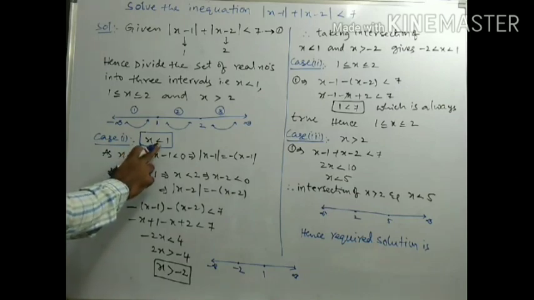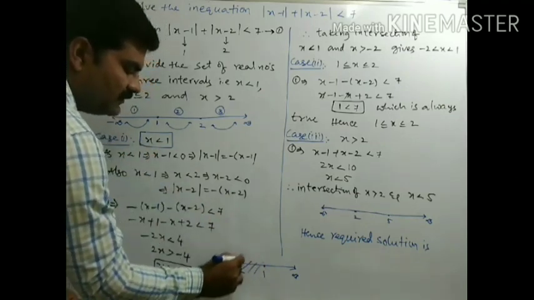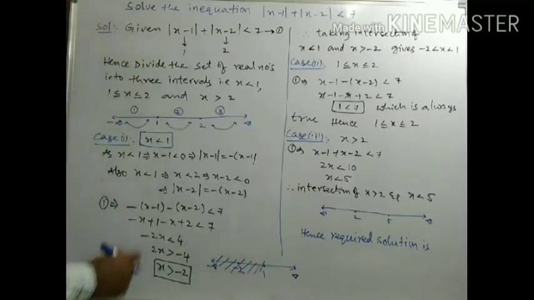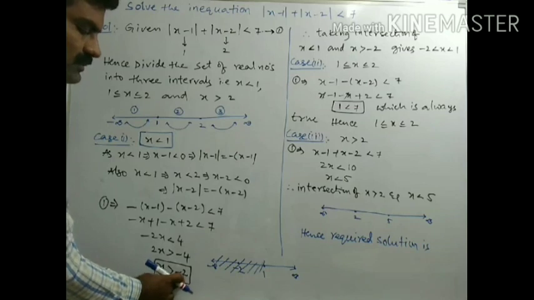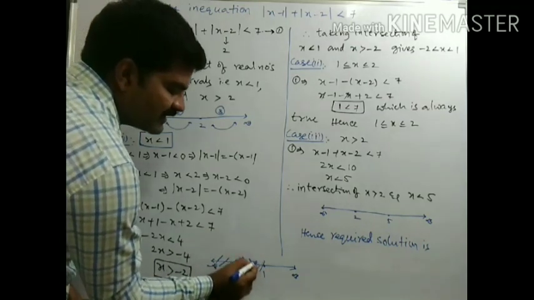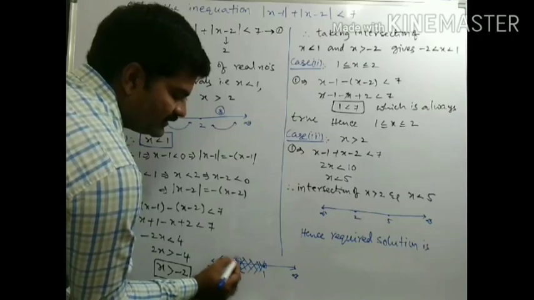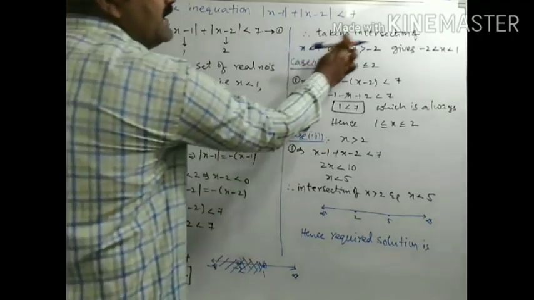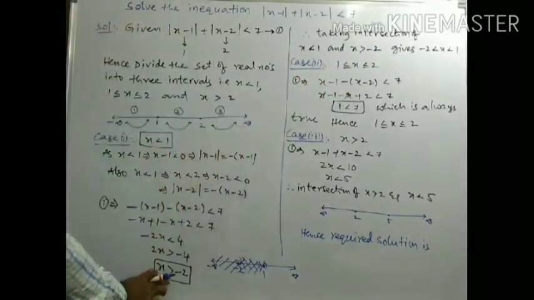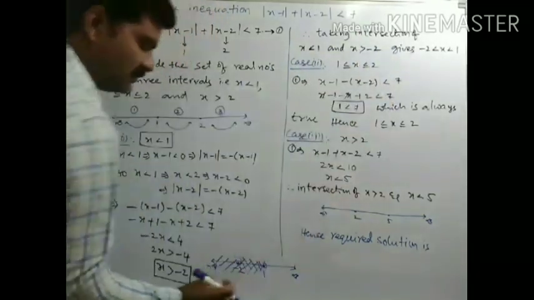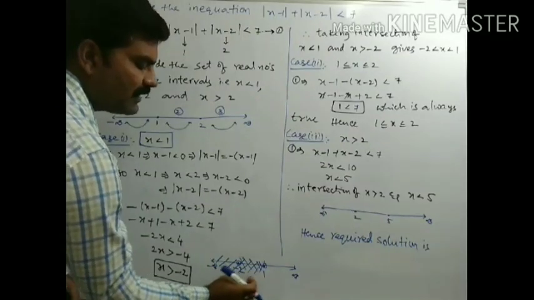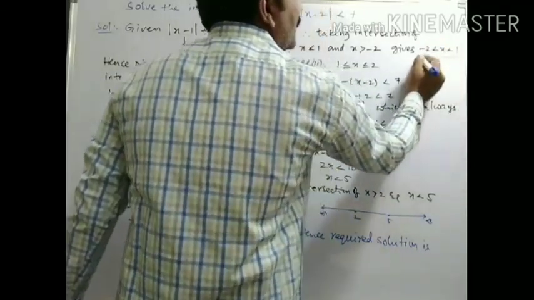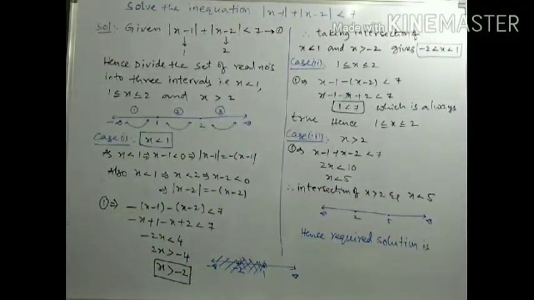Now coming to here, less than 1 indicates all the numbers which are less than 1. And moreover, greater than minus 2. So the numbers greater than minus 2 are these. Of course, these endpoints are not at all included. Now this is the intersection part, the common solution. So taking the intersection of x less than 1 and x greater than minus 2, the common solution lies between minus 2 and 1. Hence the solution is minus 2 less than x less than 1.